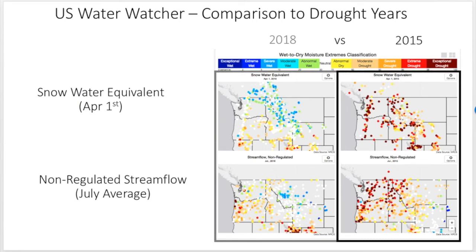Another way to arrange the maps is to look at the same metric but to make comparisons to a previous drought year. This is possible since the Water Watcher now has an archive of maps for many of the metrics from previous years, most going back to at least 2014, with some going back to 2000. So here I'm comparing 2018 against the snow drought from 2015 by looking at snow water equivalent on April 1st and stream flows in July.